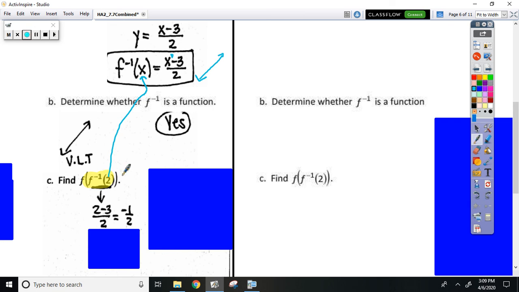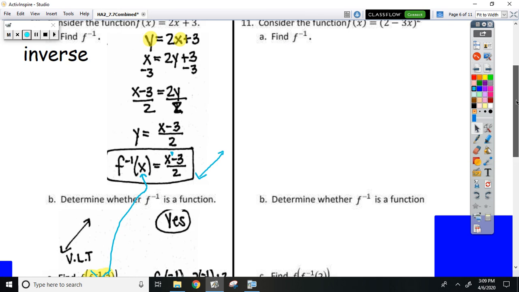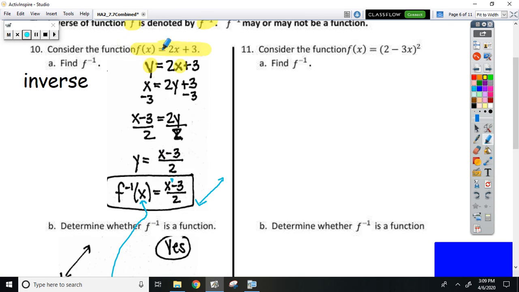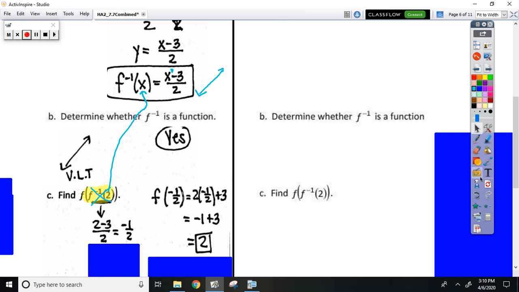So now we can get rid of this. And this will be f of -1/2. Now to look back at what the original f of x function is, I do need to scroll up. My original f of x function was given 2x plus 3. So I'm using 2 times -1/2 plus 3. 2 times -1/2 is just -1 plus 3, and we get 2. Now notice the question was find the function of the inverse of 2, and we got 2 as our answer.